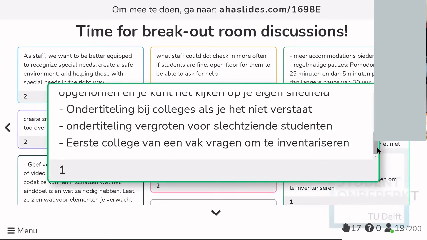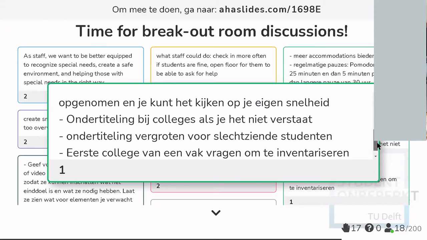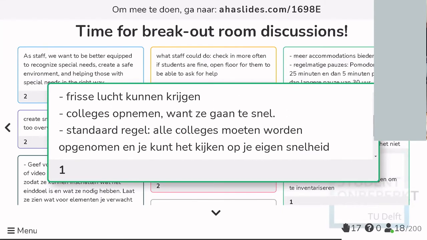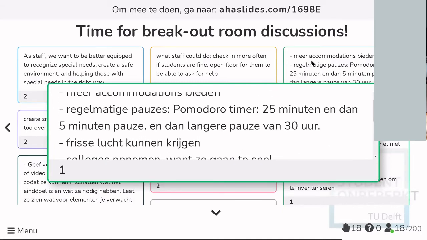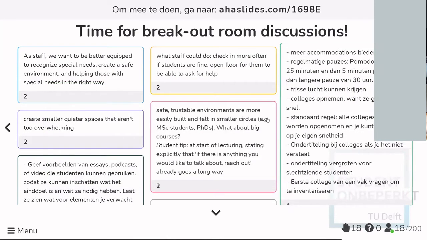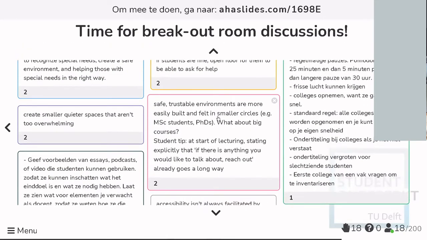Subtitles for lectures, the possibility to enlarge the subtitles for students, and, not sure how to translate this one at this moment, but I think these are really all practical things that could be directly applied. So thank you for this input as well. As I said, if you have something to add, then you can just unmute yourself.